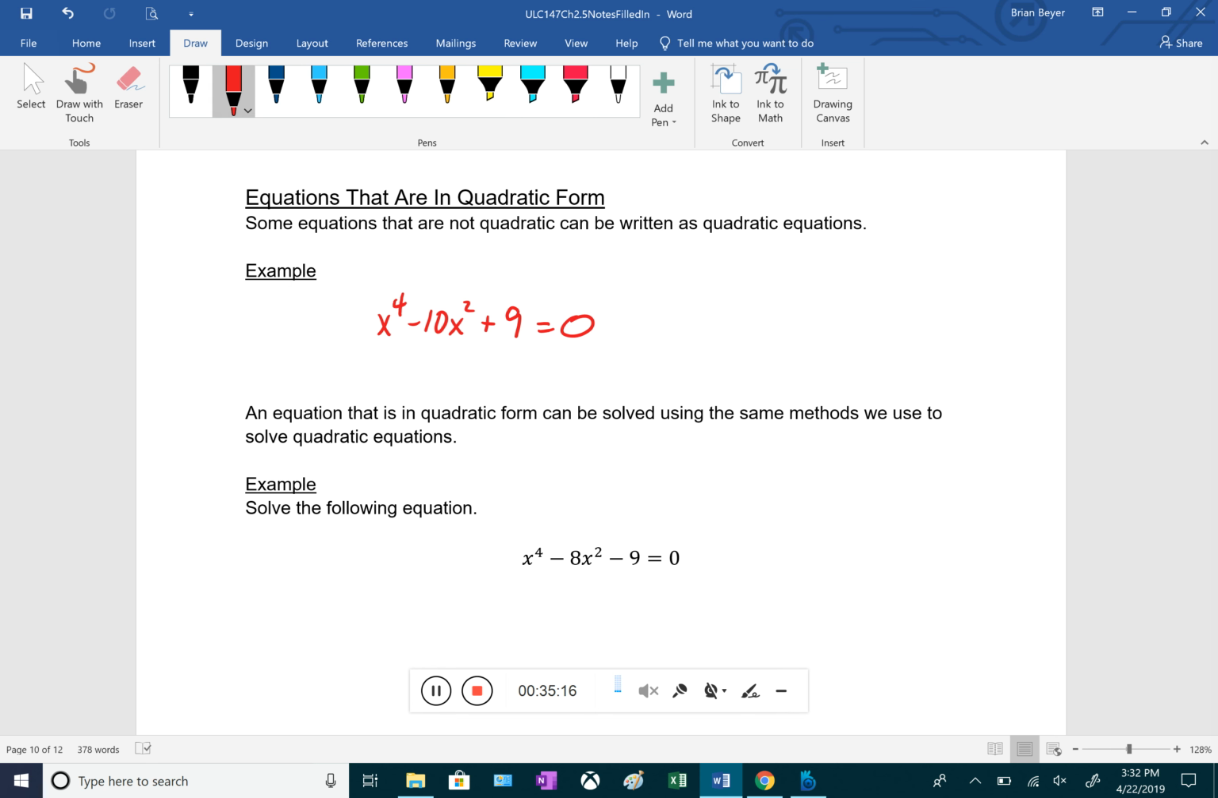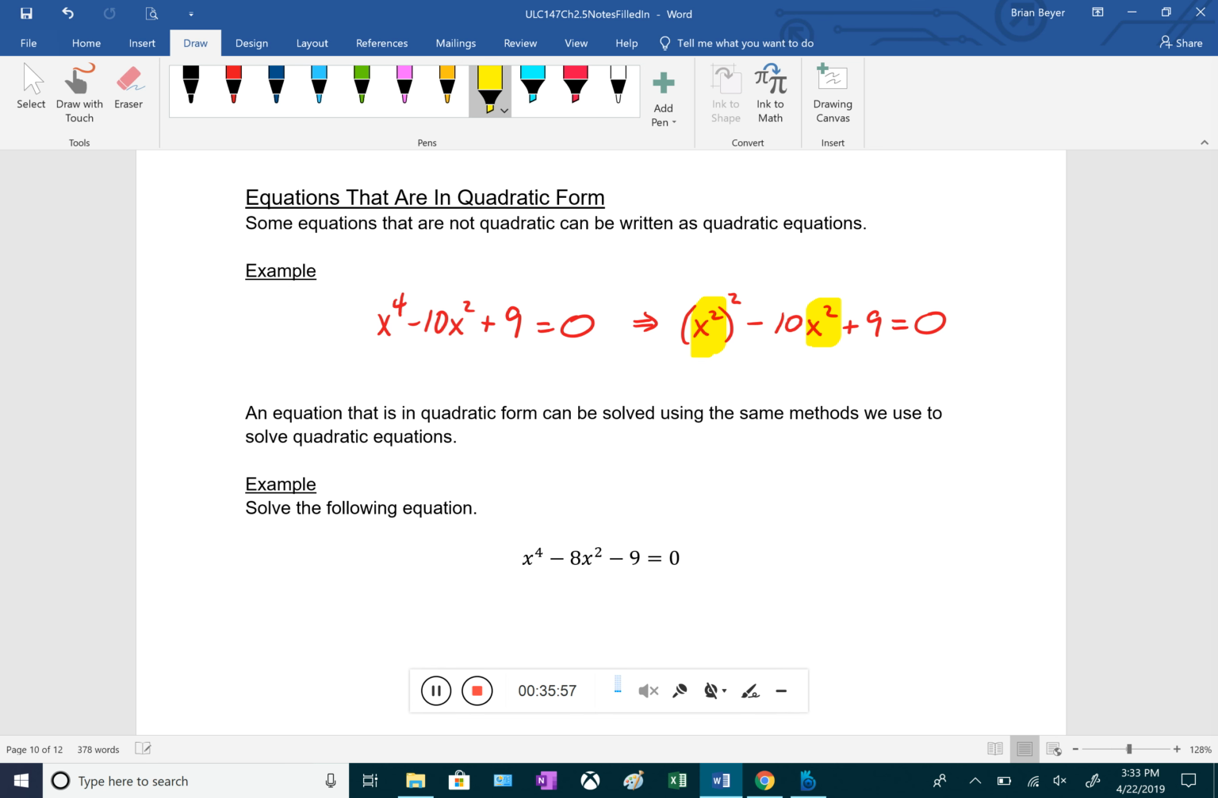However, we could think of this as a quadratic because we could write this as, instead of x to the fourth, x squared squared minus 10x squared plus 9 equals 0. So technically this is in quadratic form because it's something squared plus or minus that same something plus or minus a constant. So you can think of that x squared as like a different variable, like a u, and it would be u squared minus 10u plus 9 equals 0, which would be a quadratic.